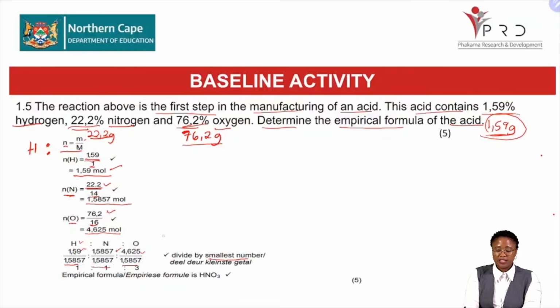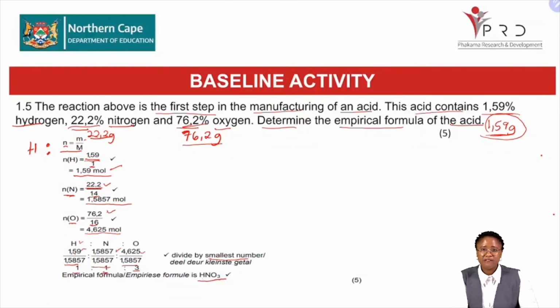Then you divide everything there. When you punch into the calculator, you will get 1, 1, and 3. And then that will tell you the empirical formula of the acid that was used. Hydrogen is 1, so there's no need for you to put the 1 there. Nitrogen is 1, so there's no need to put a 1 there. And then oxygen is 3. And that is how we calculate our empirical formula. I hope you still remember this from grade 11, and this was also done in grade 10.